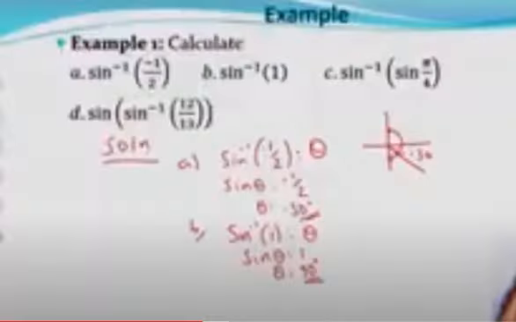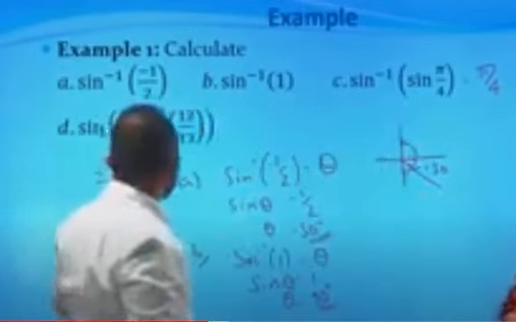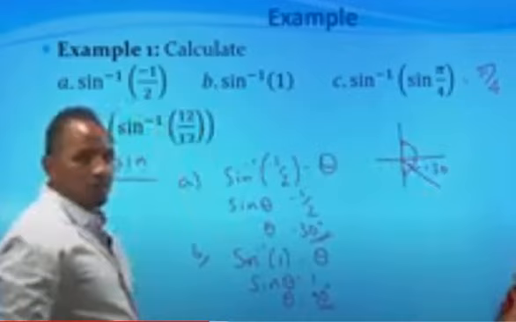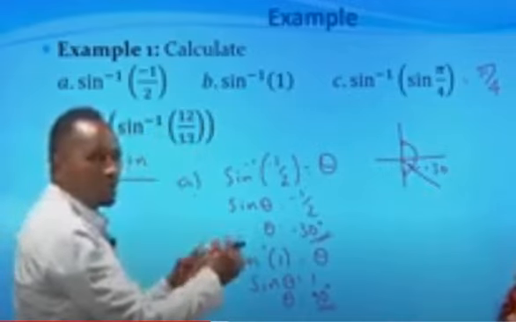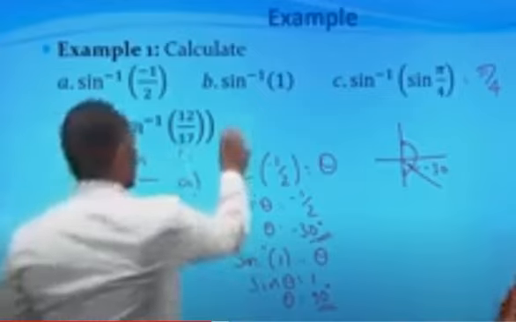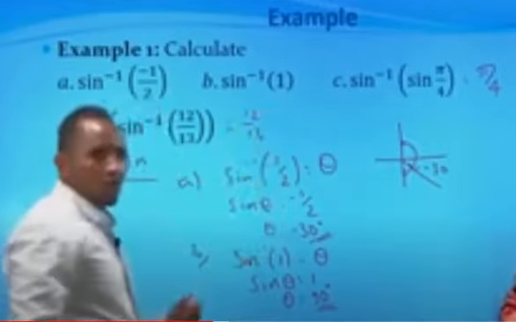And here, sine inverse of sine pi over 4 is a composition of a function with its inverse. It gives itself, so the answer will be pi over 4. And here, sine inverse of sine 12 over 13 is also a composition of a function with its inverse, so it gives you 12 over 13. Okay, now let's continue to the next example.